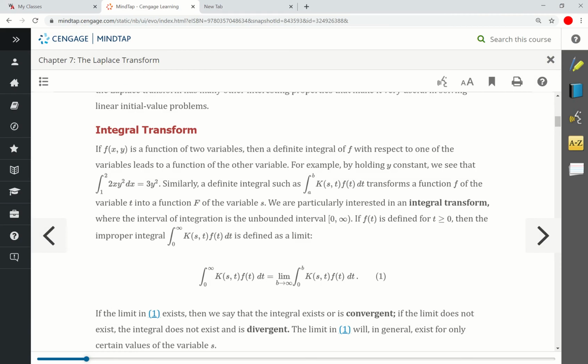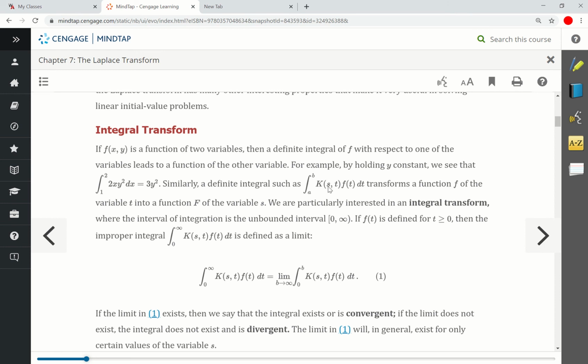So let's define a similar kind of integral. Let's define the definite integral from a to b of K(s,t) times f(t) dt. This capital K function is a function of two variables, the variables s and t. If we integrate this, the integration is done with respect to t.